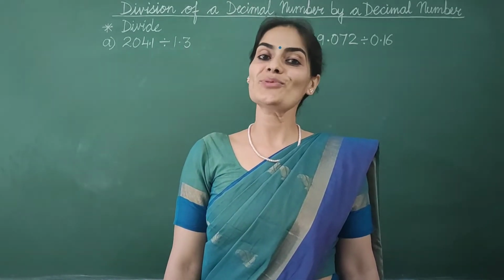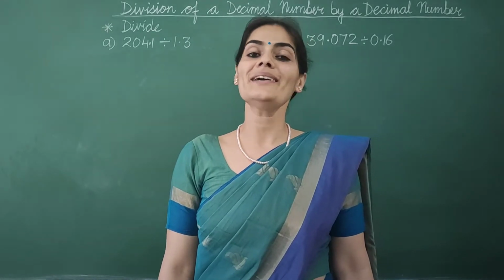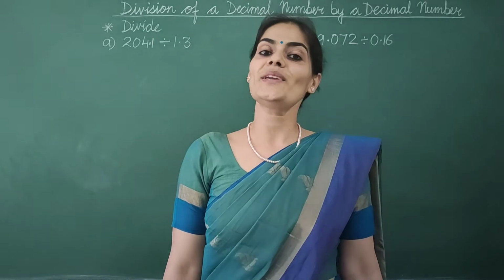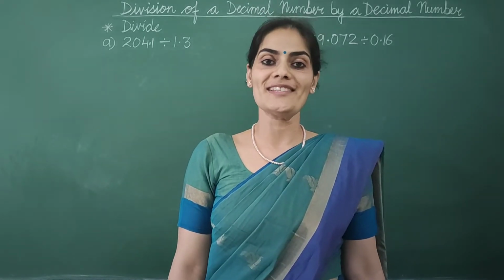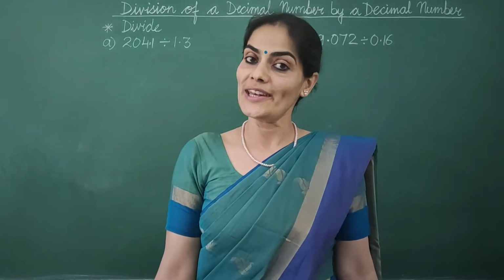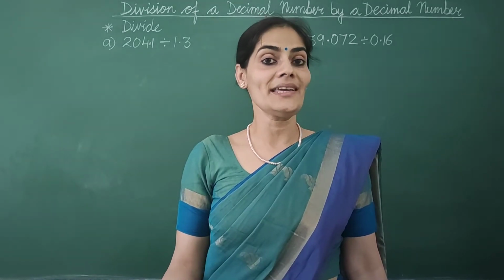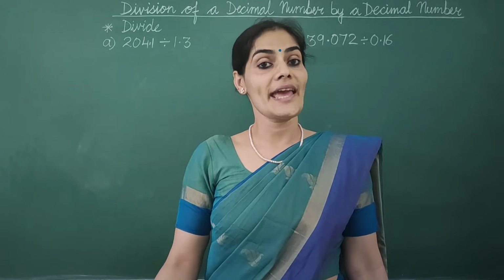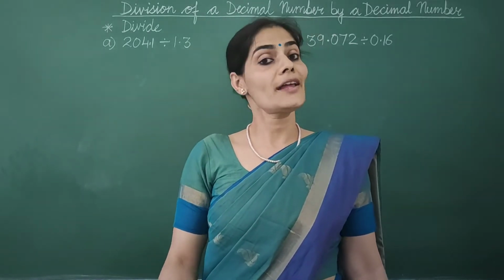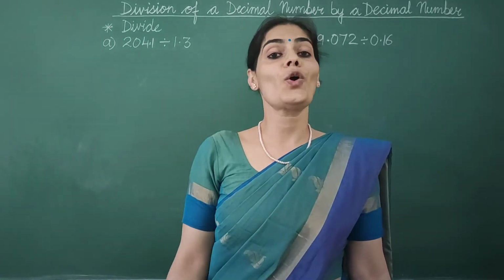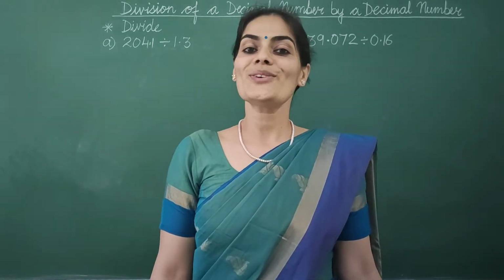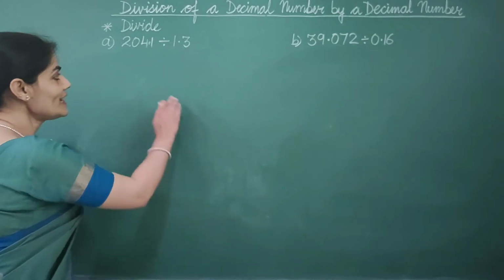Let's learn how to divide a decimal number by another decimal number. In such cases, we try to convert the divisor into a whole number by multiplying the dividend as well as the divisor by 10, 100, 1000 and so on, depending on the number of decimal places in the divisor. So let's start with part A.